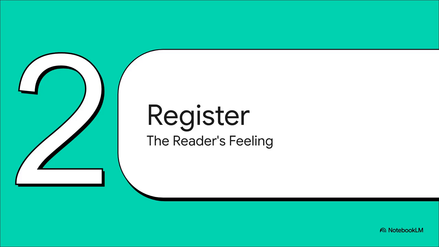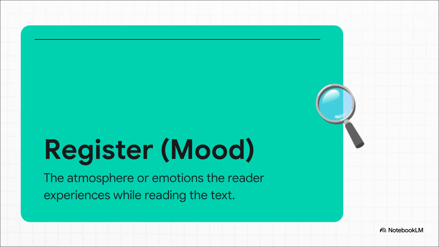Okay, so let's flip the coin over and talk about the other side: register. And remember, this is what we usually just call mood. So if tone is all about the author, register is all about you, the reader. It's the whole emotional world the author builds for you to step into. So here's the most important thing to get. Mood is the result. It's the atmosphere the writing creates, and it's the emotion that it makes you feel as you're taking in the words on the page.